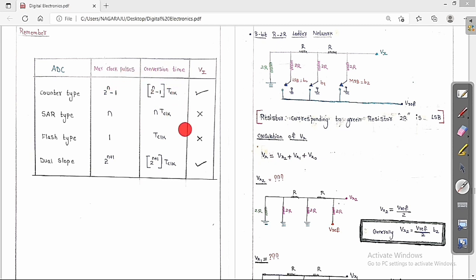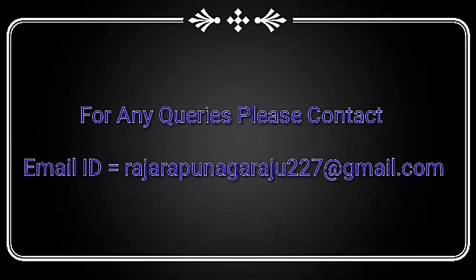So here the conversion is done. This much amount of time is taken, and this depends on the input voltage. This is not dependent upon input voltage, this is not dependent upon input voltage, and this depends upon the input voltage. So this is the table that you always need to keep in your mind.